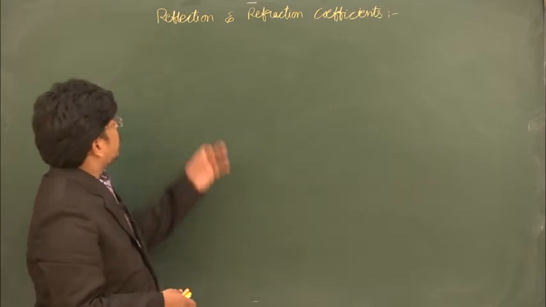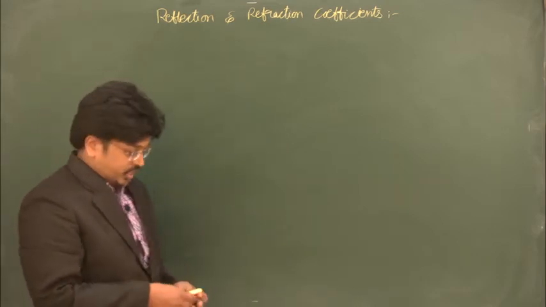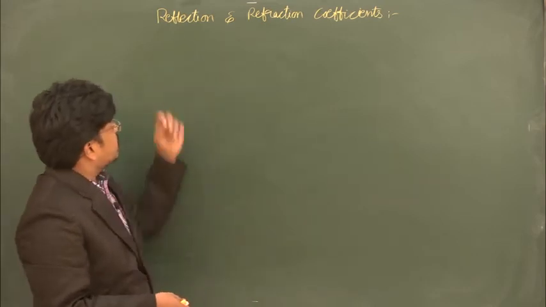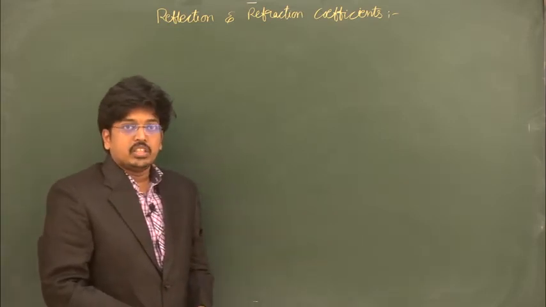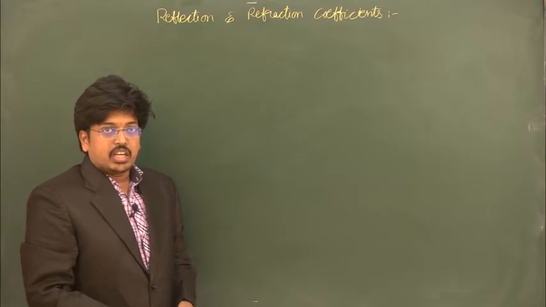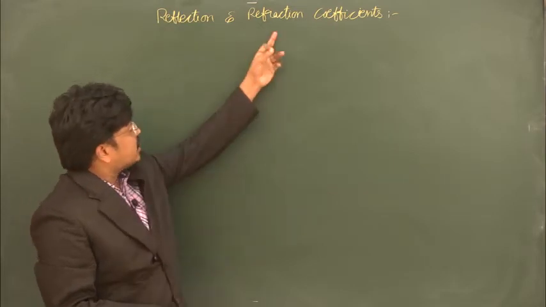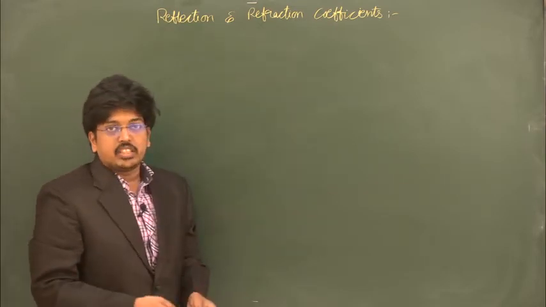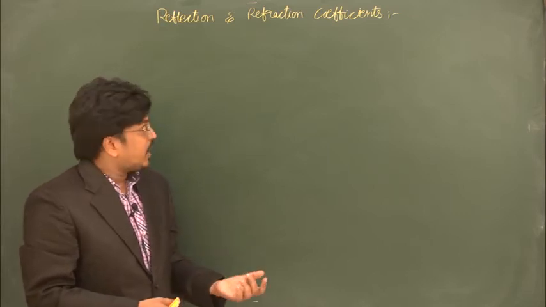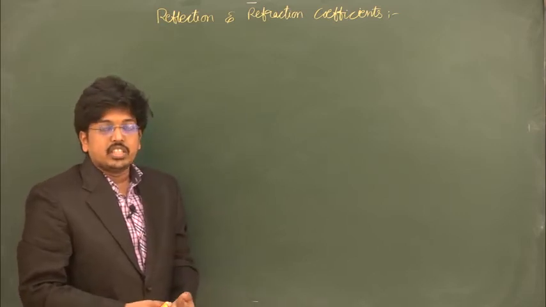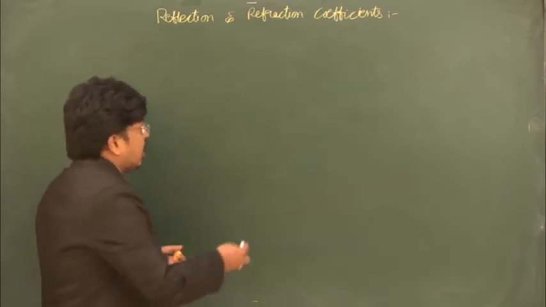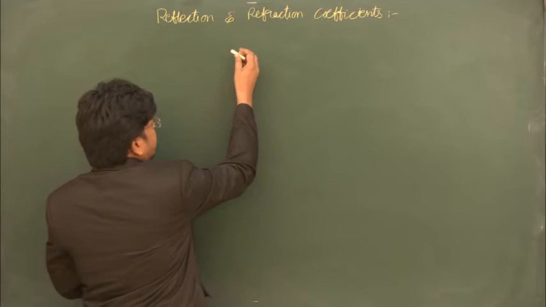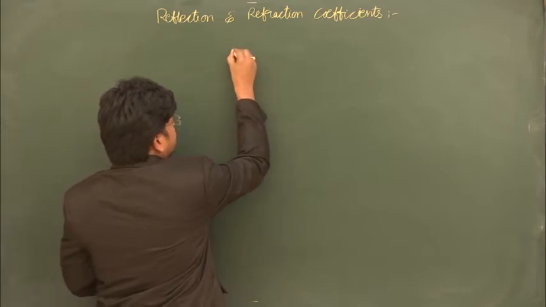So what do we mean by reflection and refraction coefficients? The reflection coefficient is defined as the ratio of the reflected voltage or current wave to the incident voltage or current wave. Similarly, the refraction coefficient is defined as the ratio of the refracted voltage or current wave to the incident voltage or current wave. Now, in the last lecture, we studied the long transmission line.